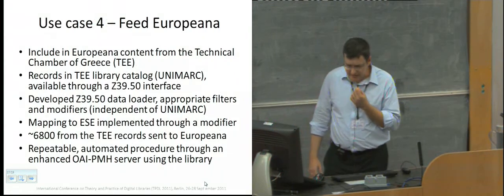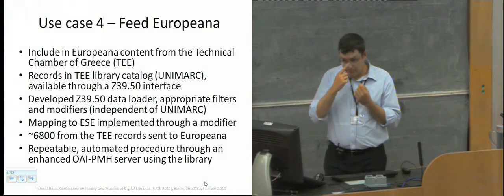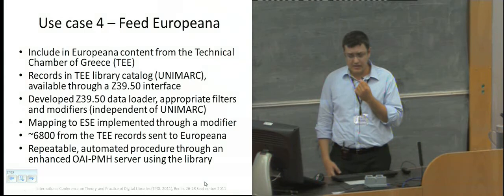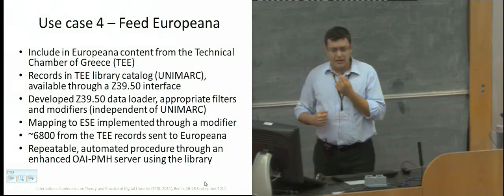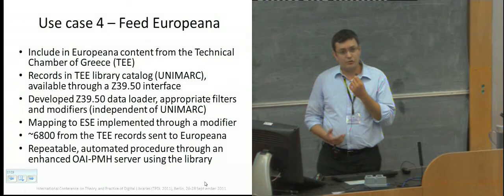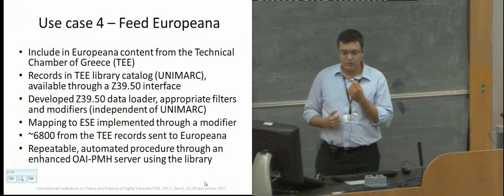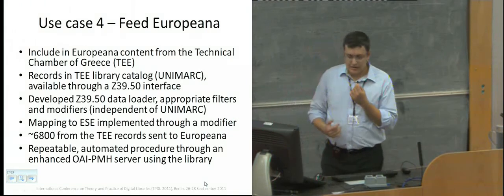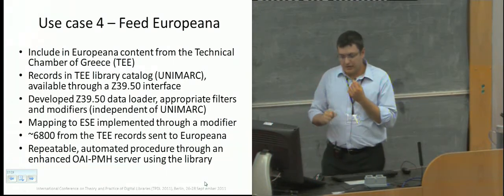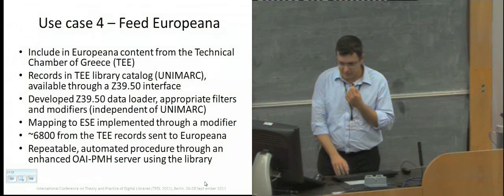The same architecture has been used to feed Europeana with records from a library catalog system that provided its data through a Z39.50 interface. Then we had to retrieve Unimarc data and expose it through the OAI-PMH interface after mapping it to the European Semantic Elements schema. There we managed to make this procedure repeatable and automated. And of course, there we had to face many tricky problems relating to harvesting Z39.50 sources. But this is totally outside the scope of this presentation.